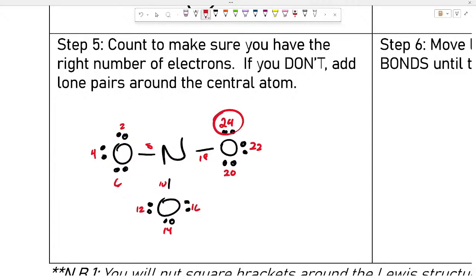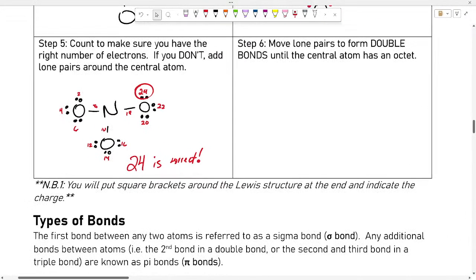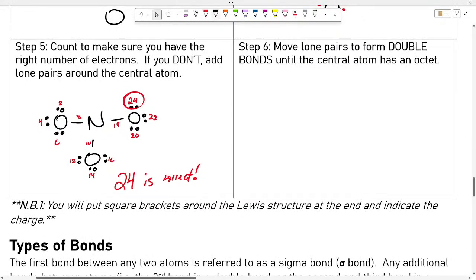How many am I allowed to have for this structure? 24, is correct, right? If I needed more, where would I put them? Around nitrogen, which will happen, right? That will happen. But in this structure, does it happen? No. Okay, now the problem is I need to move around bonds to give me a stable octet.